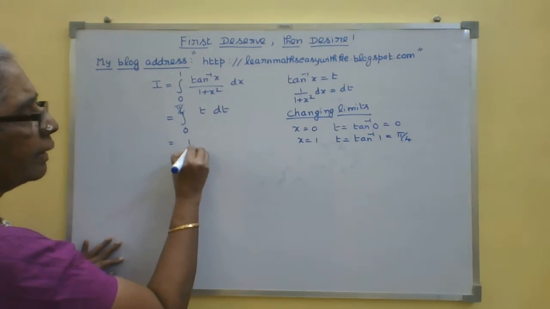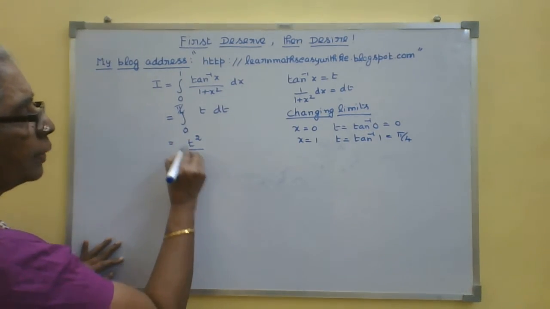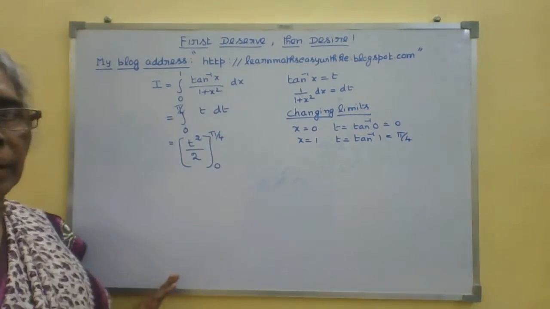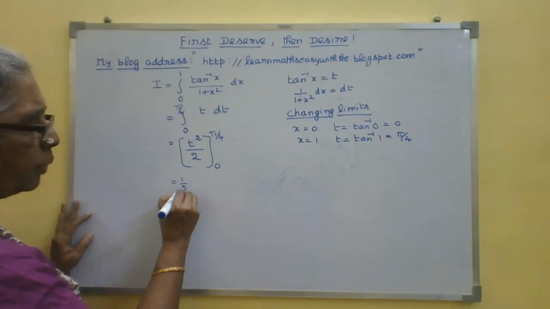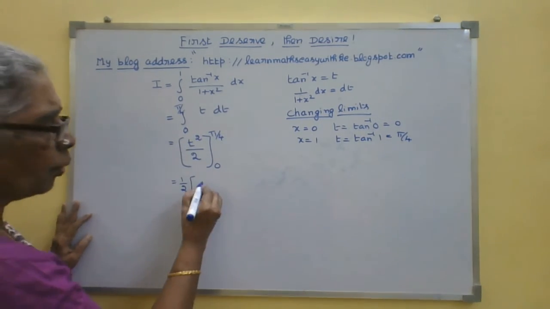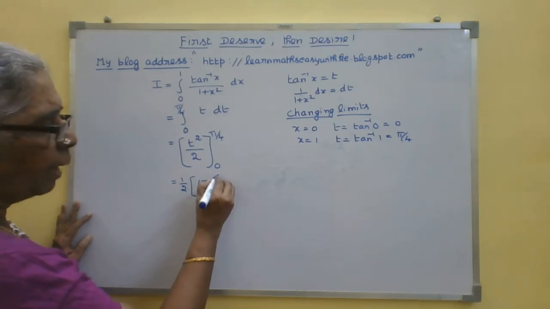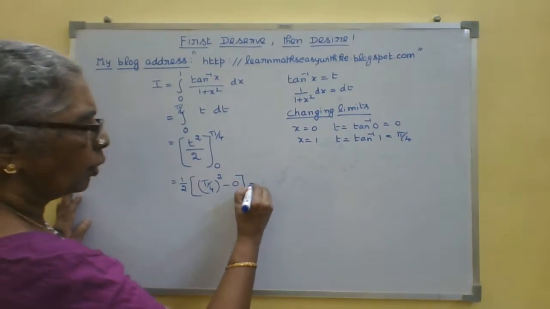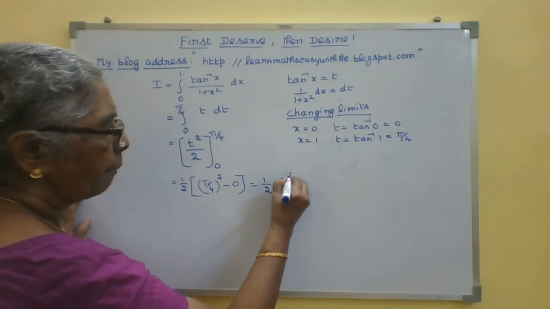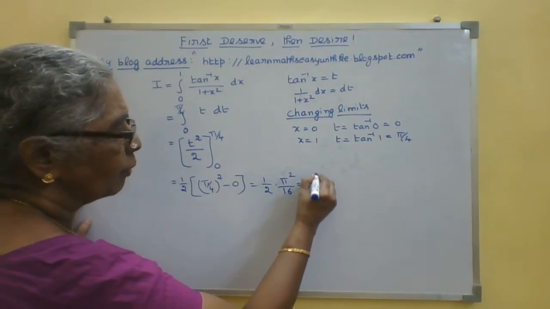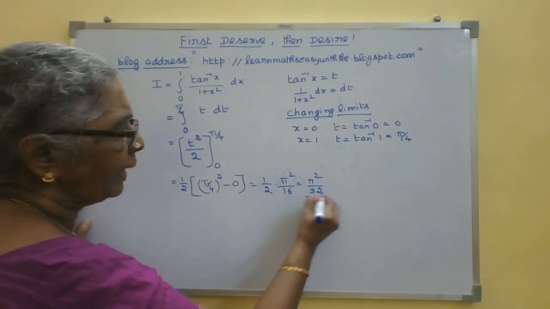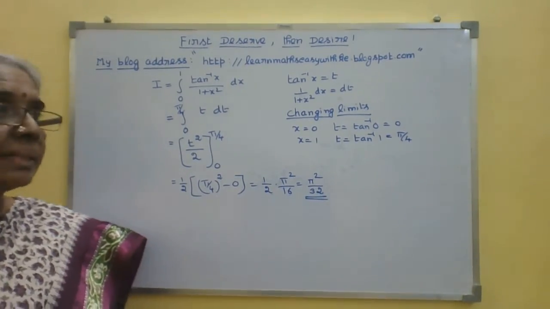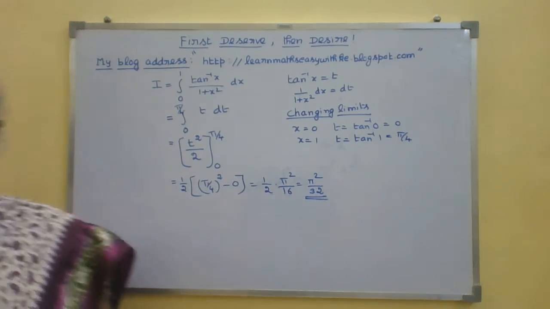So once you integrate it, you will be getting t squared by 2. Put a square bracket, write the lower limit, write the upper limit. So now take 1 by 2 common out. Then this t squared. So first substitute the upper limit, pi by 4 the whole square. Then the lower limit is 0, you will get 0. So you will be getting 1 by 2 into pi squared by 16. So your answer will be pi squared by 32. So just remember the 3 steps: substitution, differentiation and then changing the limits.